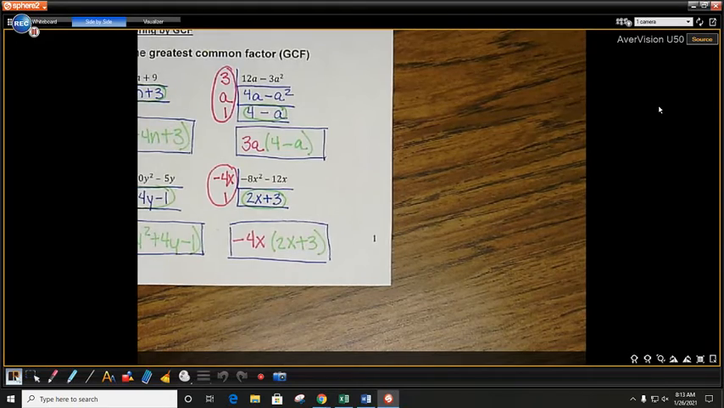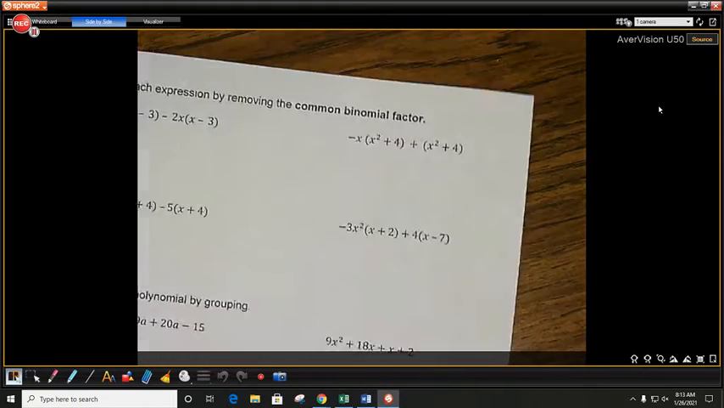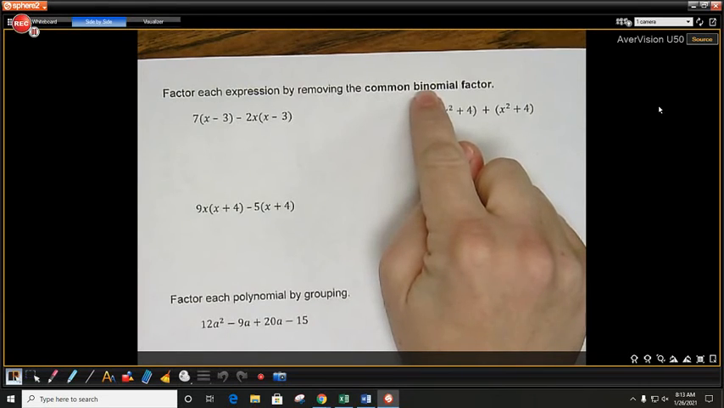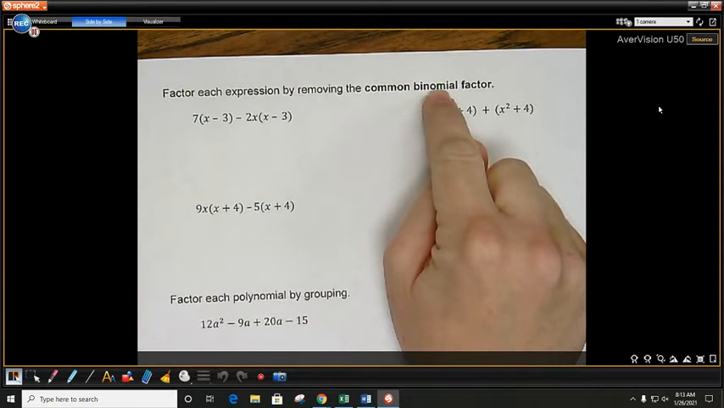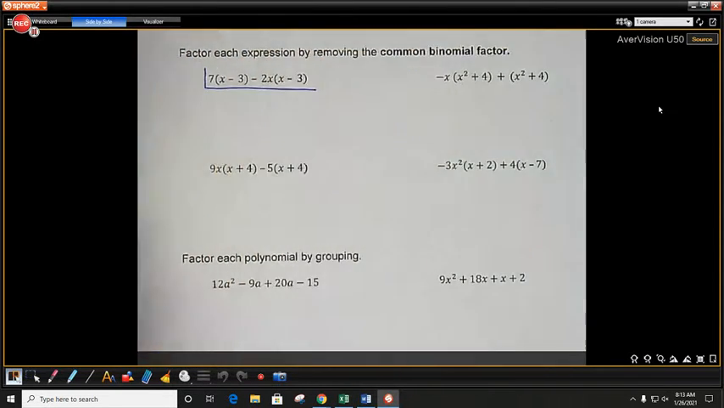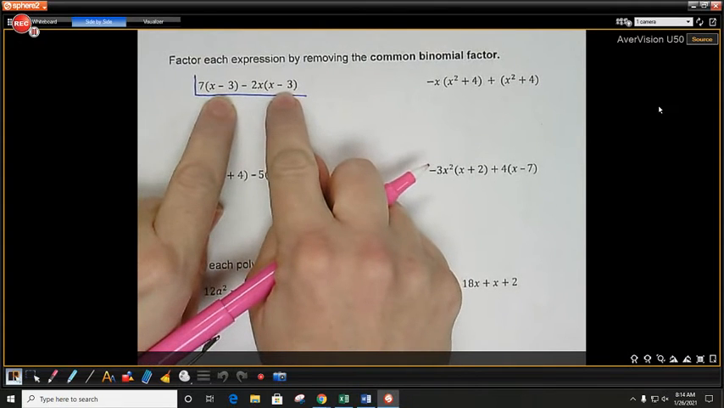Now, on the next page, we're doing the same thing. We're using the same exact process, but the problems look really confusing, but I will tell you, these are actually easier, okay? So now it says factor each expression by removing the common binomial factor. Bi means 2, so a binomial is a polynomial with 2 terms. So like I said, we're doing the same exact process, your upside down division. But now instead of just factoring out one term, our GCF, we're going to factor out a binomial, which is 2 terms.